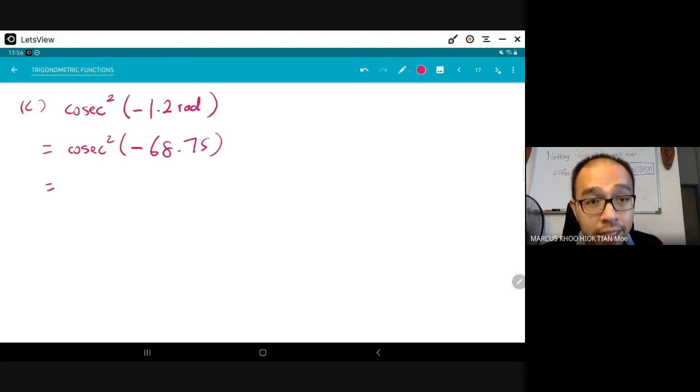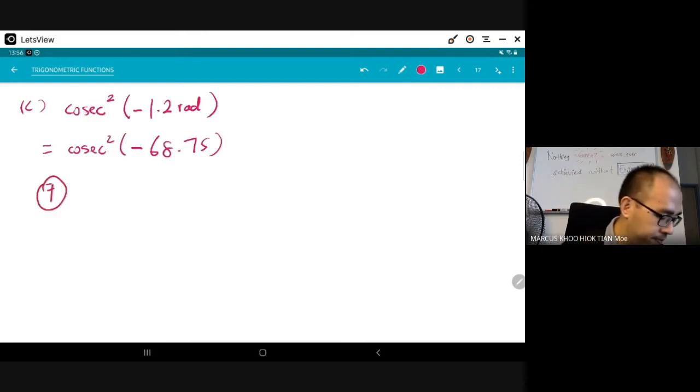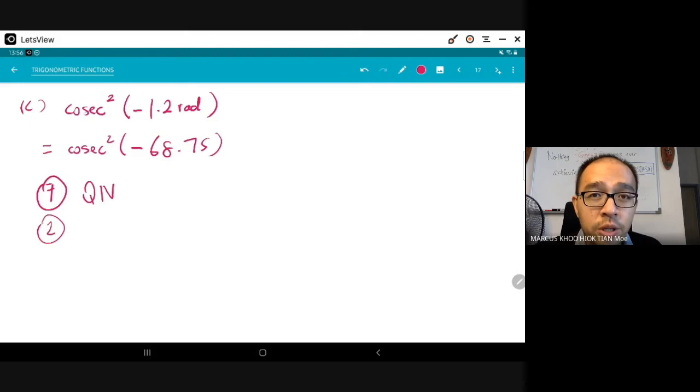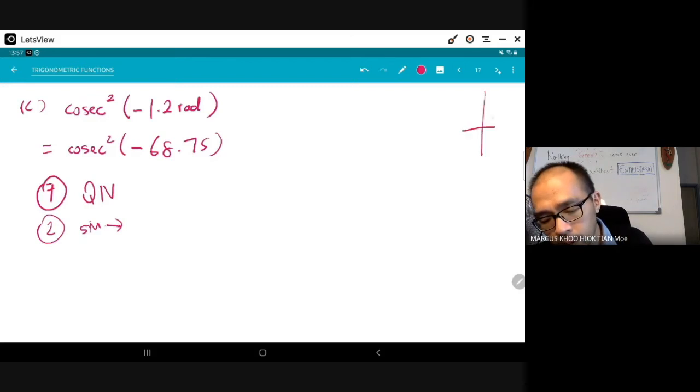Cosecant squared negative 68.75. Which quadrant is this in? First, second? Quadrant 4. Okay, this is in quadrant 4. Now, cosecant's friend is who? Sine. Okay, since it is sine, is sine in quadrant 4 positive or negative? Negative. Okay, it will be negative.